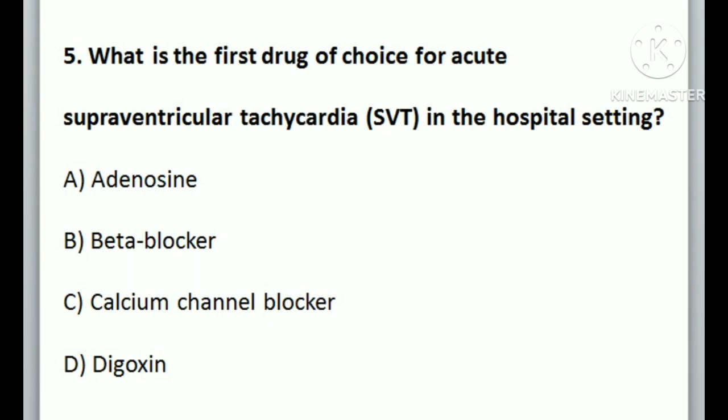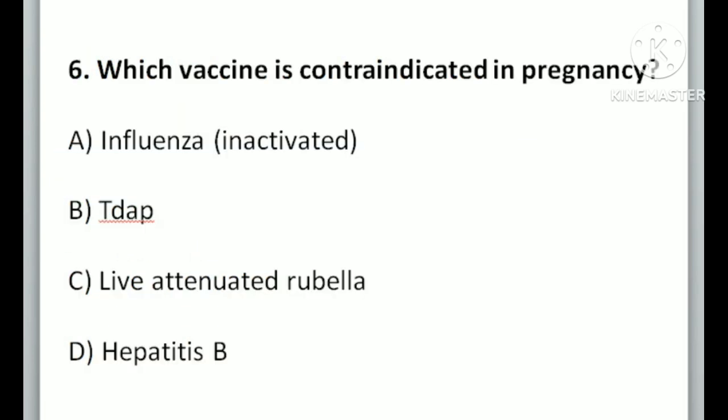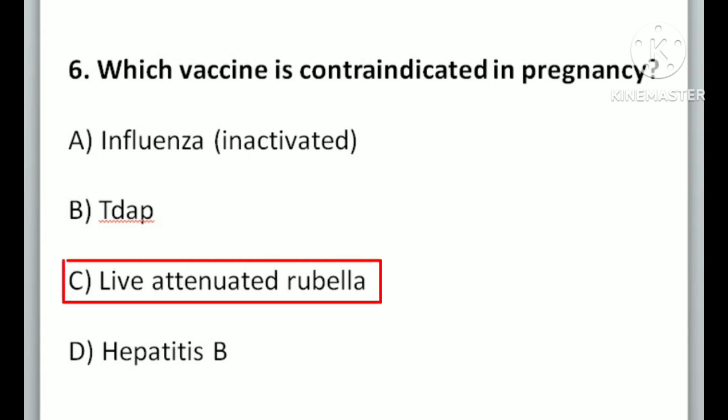5. What is the first drug of choice for acute supraventricular tachycardia (SVT) in the hospital setting? Correct option is A. Adenosine. 6. Which vaccine is contraindicated in pregnancy? Correct option is C. Live attenuated rubella.